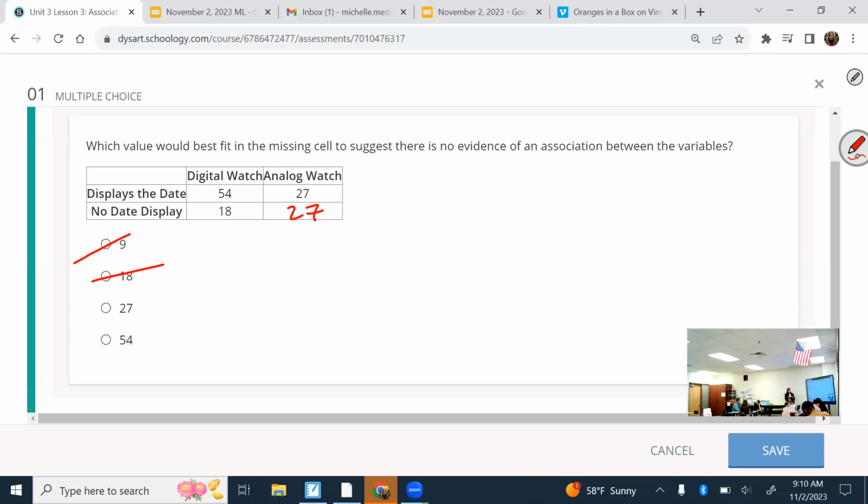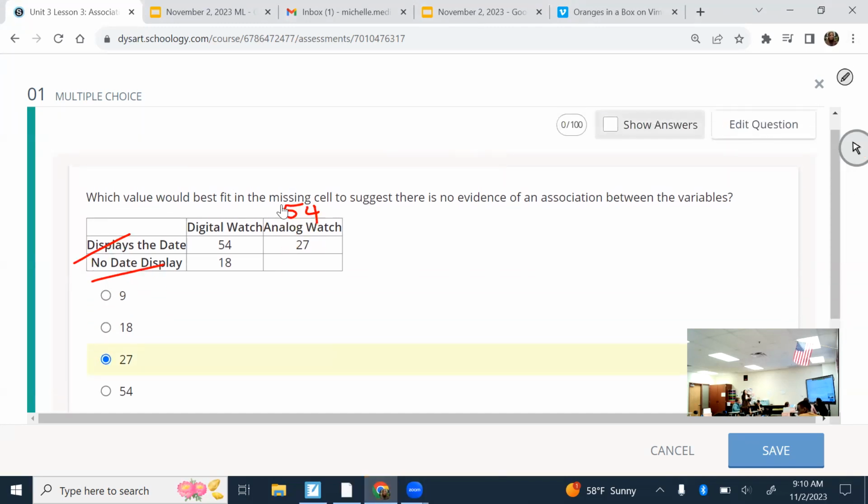If I put a 54 there, let's kind of compare that. Now it's showing as this one's decreasing. This one is increasing, which kind of would make sense compared to like ones that display the date and ones that don't. So based off of that, I would say that the answer is 27. Let's see if that's right. If not, I might just delete it because I don't think that's like a really cool question. I don't like this question. I might just delete it.